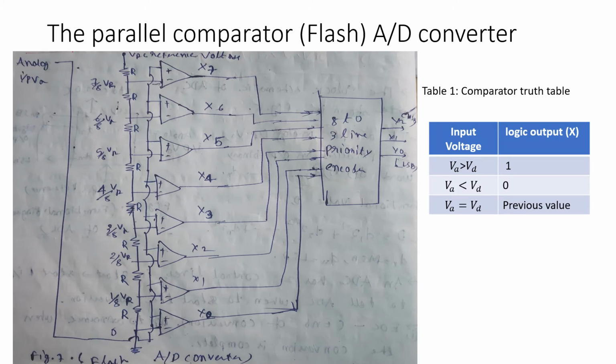Next, the parallel comparator type A to D converter. As the name suggests, it uses parallel comparators. Here you can see how many comparators there are. Here I am doing a 3-bit one, so 2 to the power 3 is 8. See, 1, 2, 3, 4 up to 8.